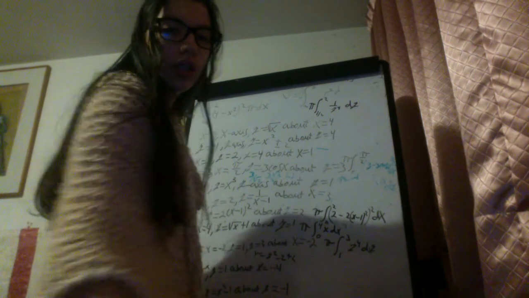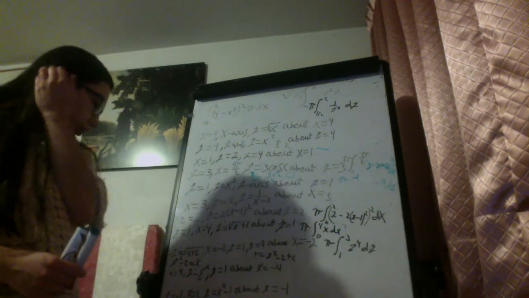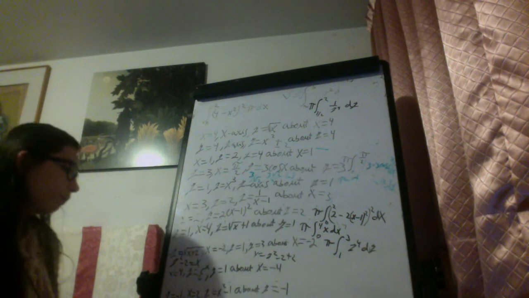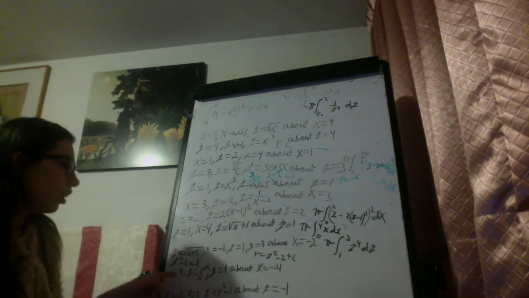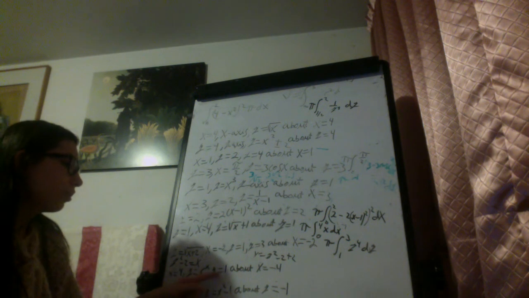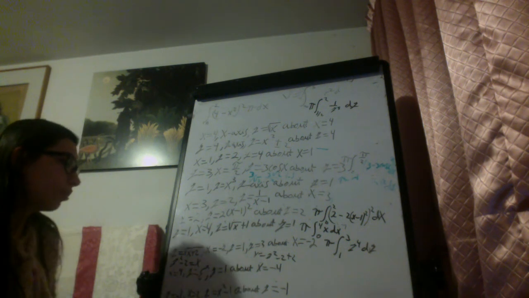In the next video we're going to do the last 3, or no, it would be very fast if we do it now. Alright, so x equals 4, y equals e to the x, y equals 1, about x equals 4. Here we have everything in terms of y.